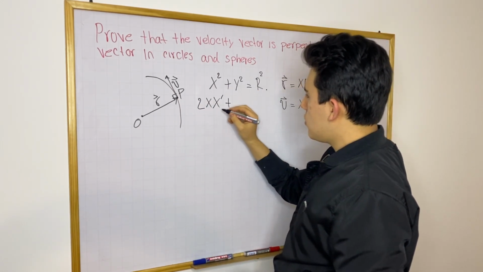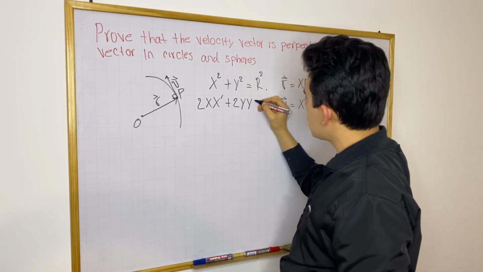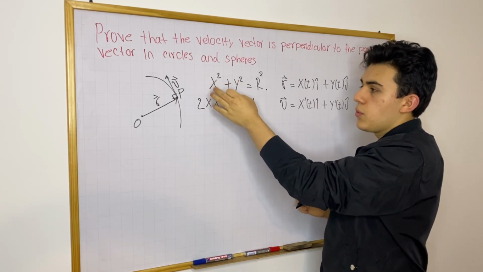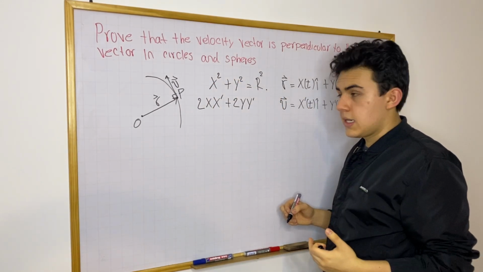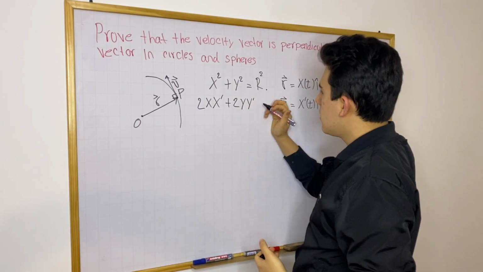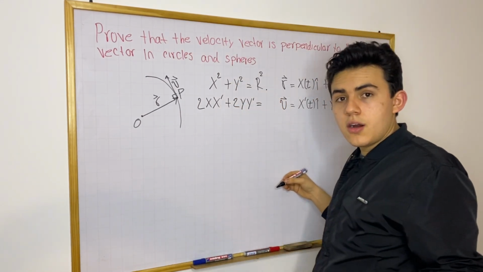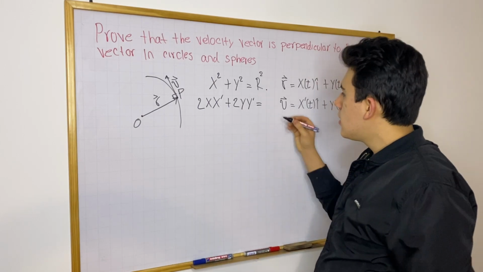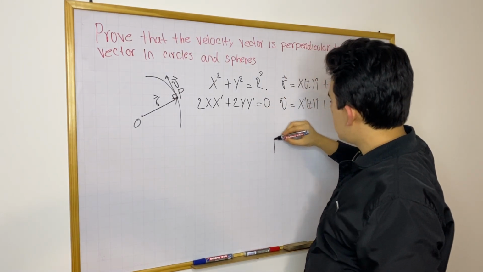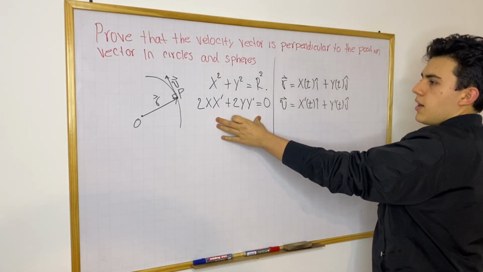So we have 2x x prime plus 2y times y prime. I'm using the chain rule, by the way, because if we want to differentiate x with respect to time, there's going to be a chain rule implicit in here. And then if we differentiate r, well, we know r squared is just going to be a constant, so this will be equal to 0. Okay, and I'm going to make a small division here. So now this is the equation that we have.